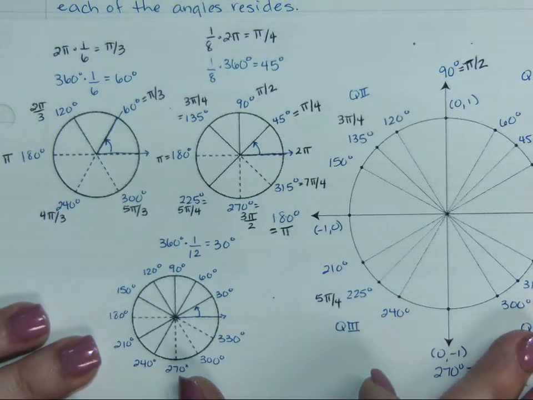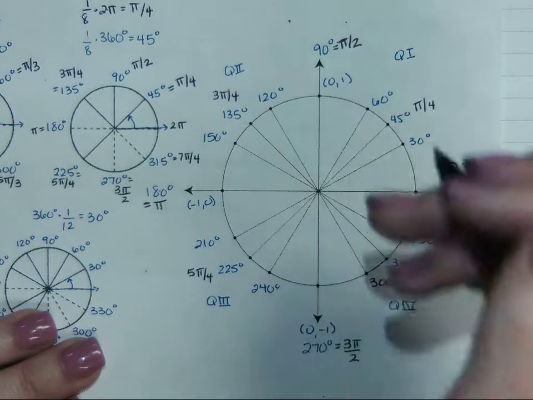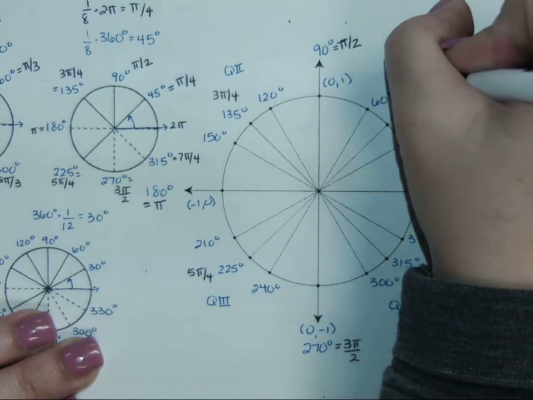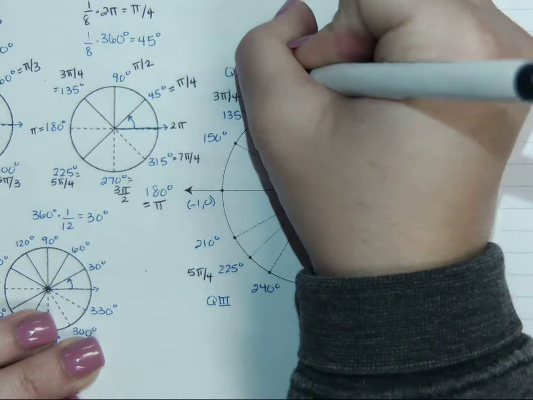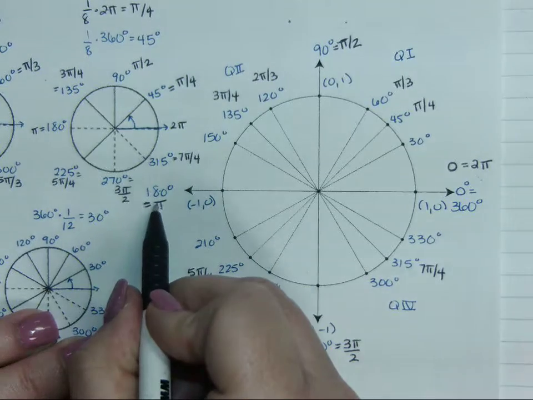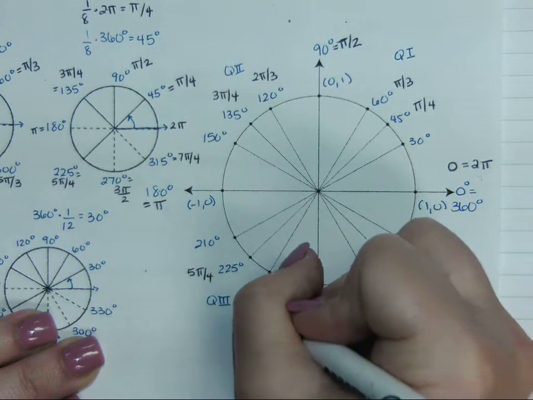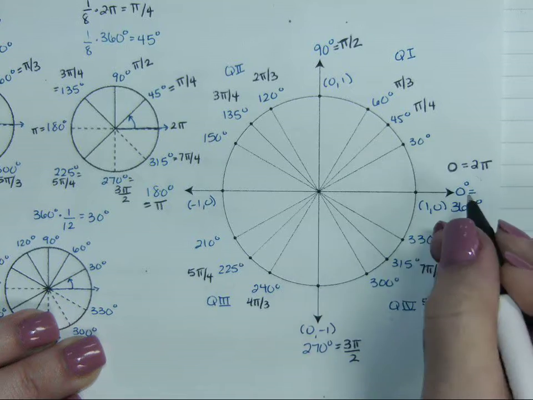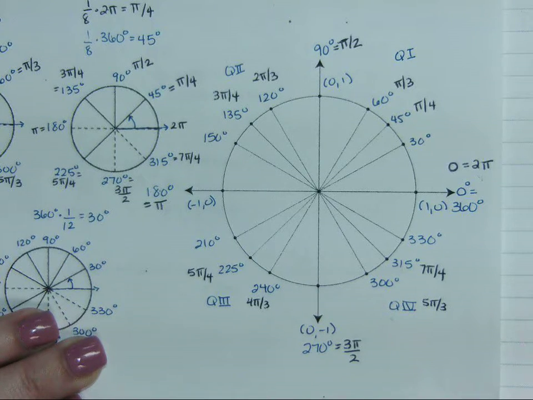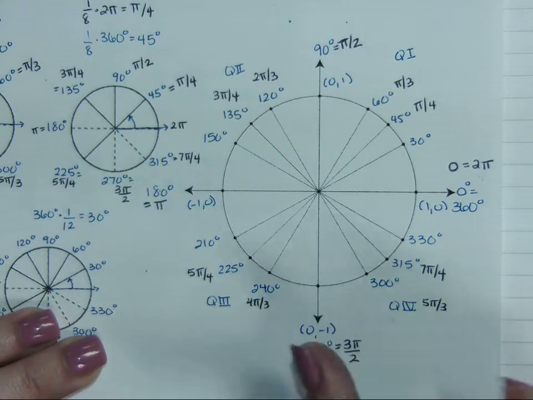I can do the same thing over here at the 60-degree marks, which have equal portions of pi over 3: 1 pi over 3, 2 pi over 3, 3 pi over 3, 4 pi over 3, 5 pi over 3, and then all the way back again. So the 60-degree marks are in equal portions of pi over 3 increments.